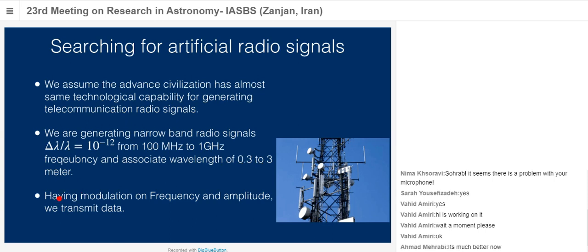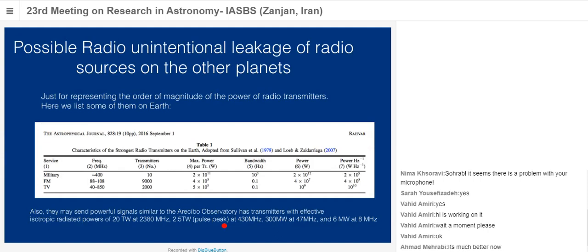And then we put information on the radio signals by modulation in the frequency, which we call FM, or modulation in the amplitude, which we call AM. So this is the way that we are transmitting information. So it's a narrow band, and also there is a modulation in the frequency or in the amplitude, depending on the way that we are transmitting data. This is just an assumption: let's assume that there is an advanced civilization similar to us in a very distant place in our galaxy.